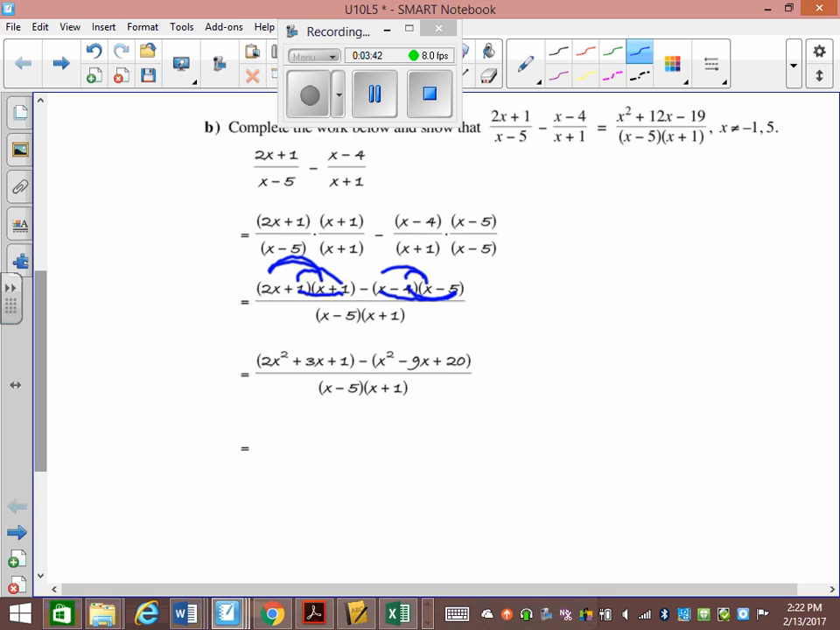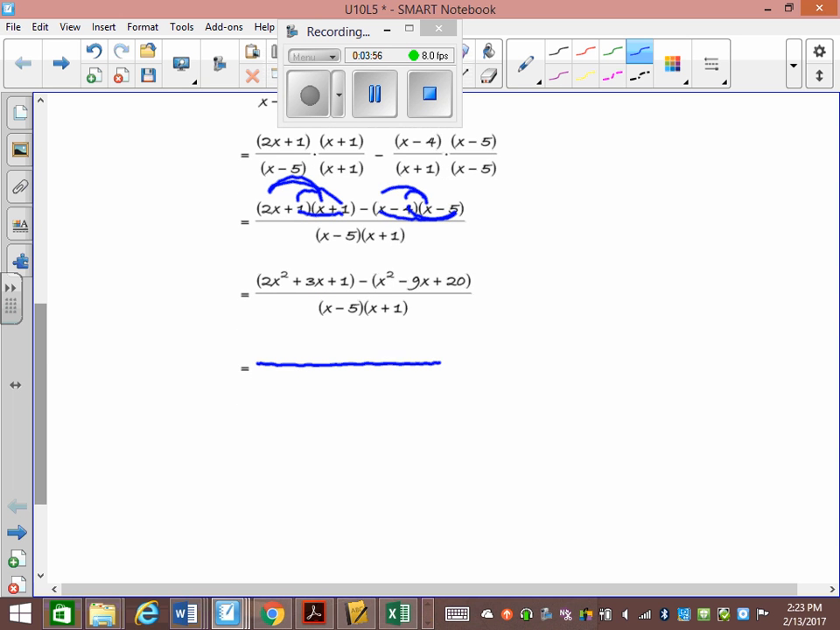Right. This ends up changing every sign behind it. Basically, you have to distribute in: you're subtracting an x squared, you're subtracting a negative 9x, and you're subtracting a 20. So in the next step, we would have x minus 5 and x plus 1 on the bottom. We never put those together. And in the top, I'd have 2x squared plus 3x plus 1. That doesn't change. But everything else behind the subtraction sign does. So we're going to get minus x squared. Minus a minus 9x is plus 9x. And then minus 20.